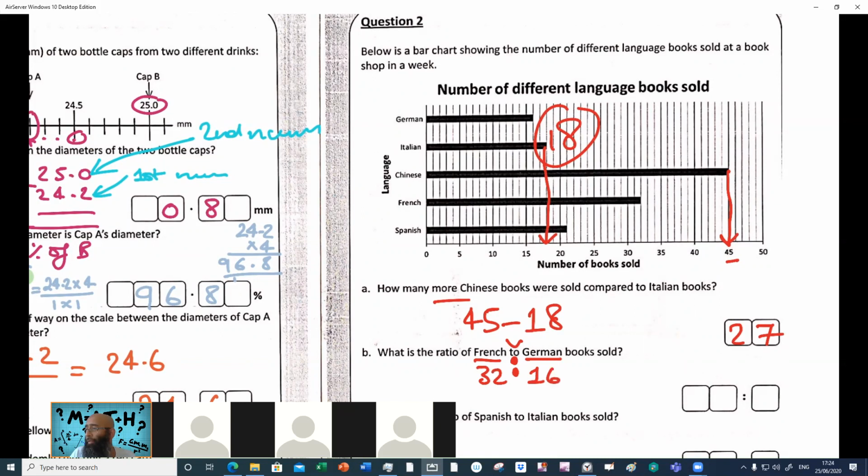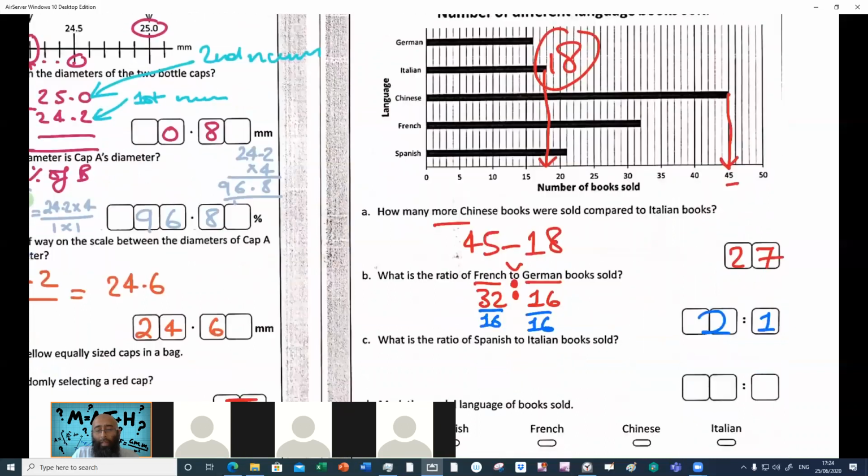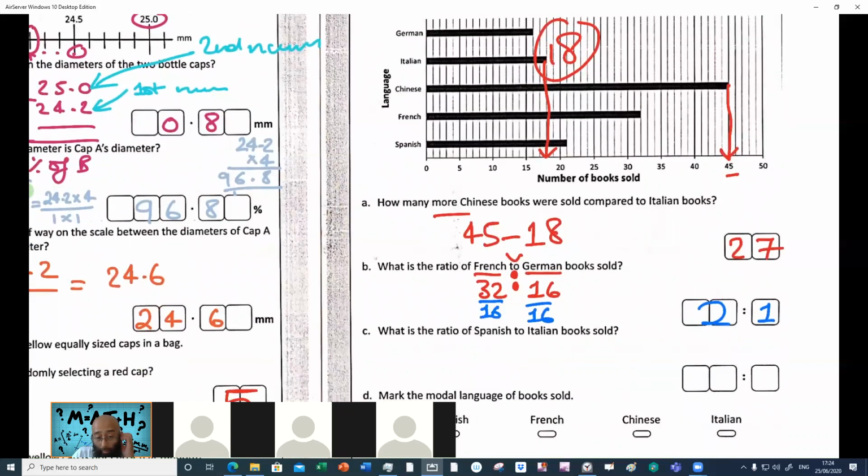So now we've got 32 to 16. Can we simplify that by any chance, Eliza? You could simplify it by 16. Fantastic, madam. Well done. So the highest common factor here is 16. If we divide them both by 16, that gives us a lovely simplified answer of 2:1. Done.